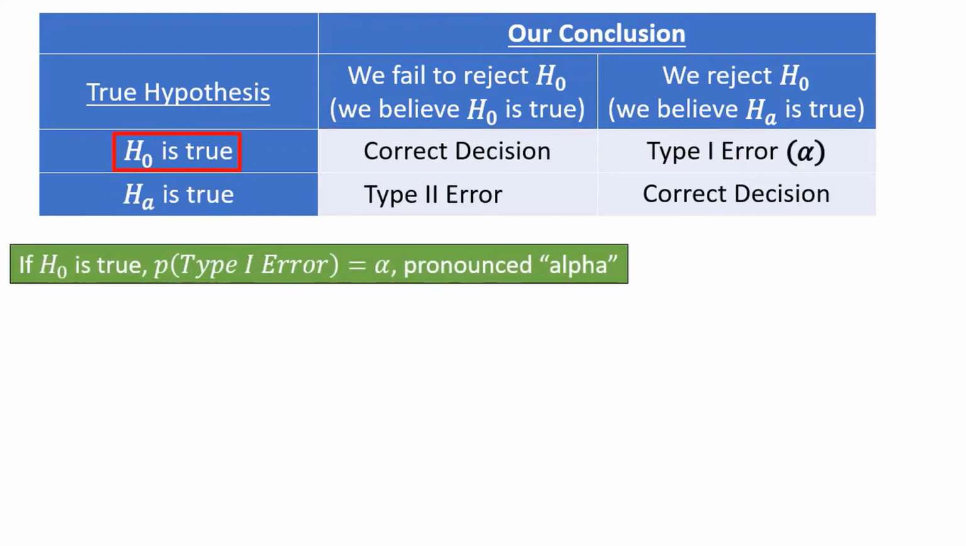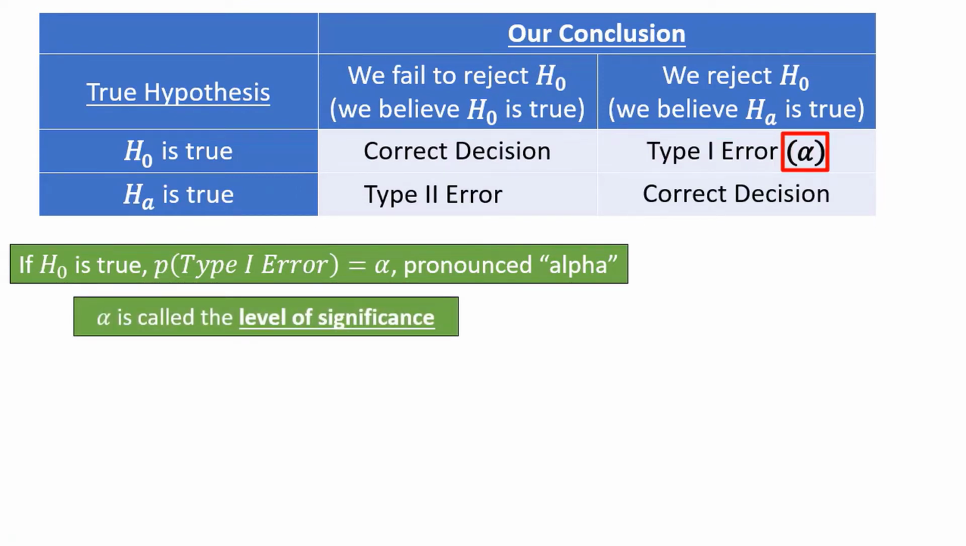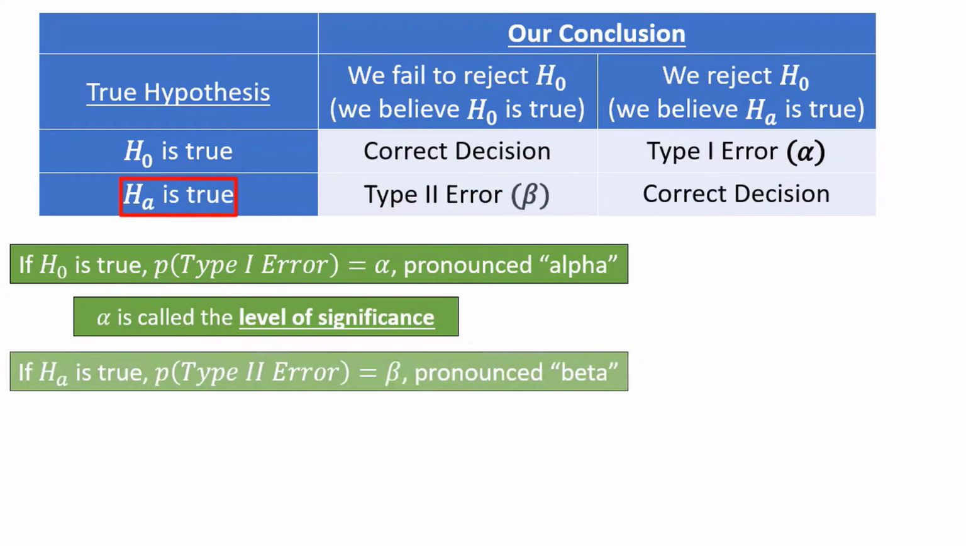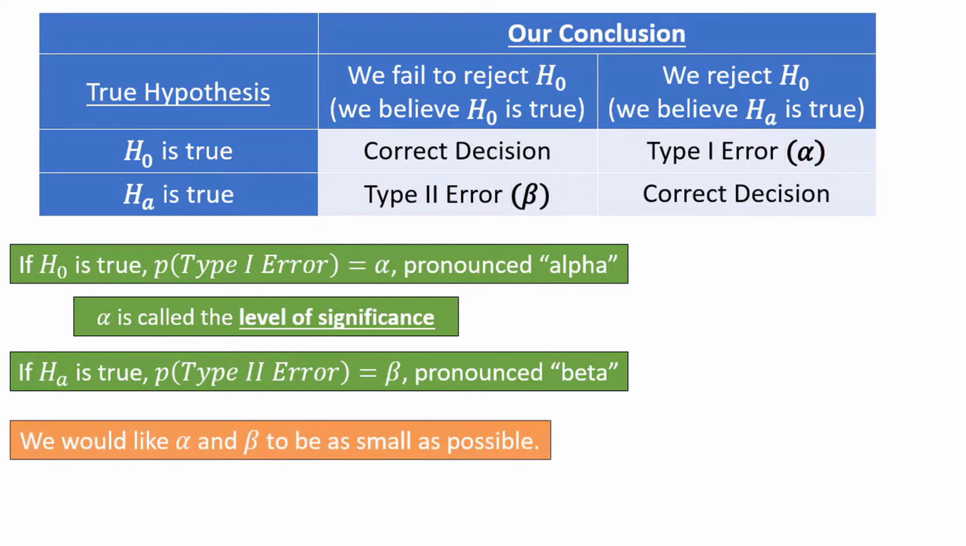If the null hypothesis is true, the probability of making a type 1 error is represented by the Greek letter alpha, which is often called the level of significance. If the alternative hypothesis is true, the probability of making a type 2 error is represented by the Greek letter beta. So we see that there are two types of errors, type 1 and type 2, which correspond to the probabilities alpha and beta. Ideally, we would like alpha and beta to be as small as possible.